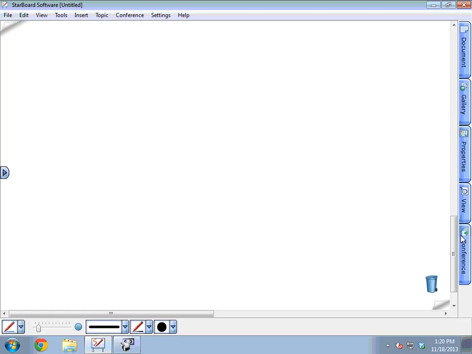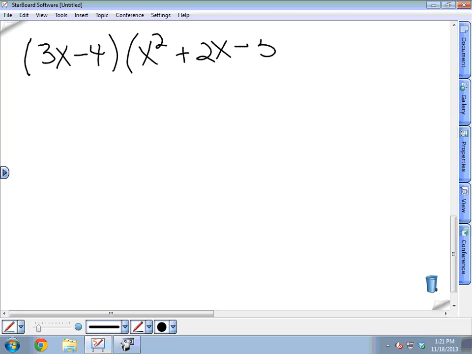In example 2, they multiply a binomial by a trinomial, namely 3x minus 4 being multiplied by x squared plus 2x minus 5. Now when you're multiplying these, you have to remember, and sometimes it's easier if you draw the lines. So I'm going to multiply my 3x by everything, and then I'm going to multiply my negative 4 by everything. And that way I won't forget to do anything if I draw the lines.